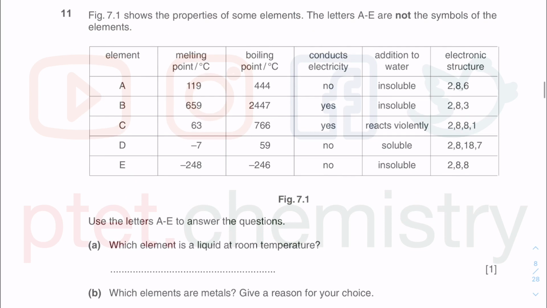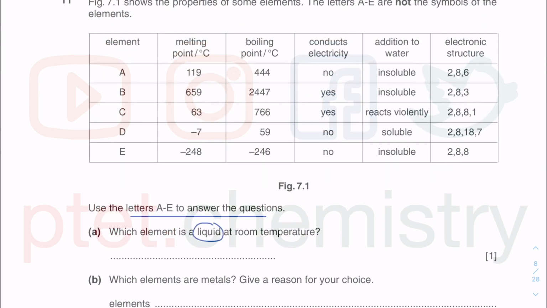In this next question, so question 11, so properties of some elements, we gotta use the letters to answer the questions. Which one is a liquid? Room temperature is 25 degrees Celsius. You think about melting point, which is solid to liquid, and boiling point, which is liquid to gas. So you're looking for 25 degrees Celsius somewhere in between.